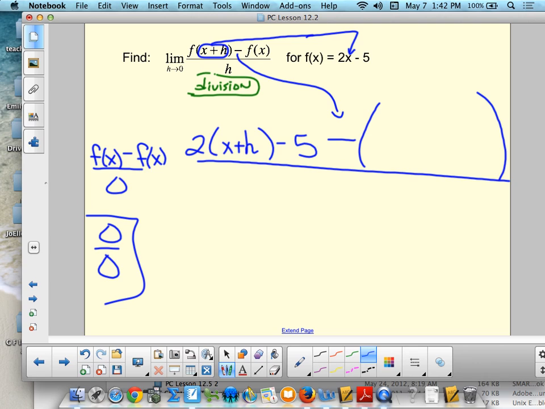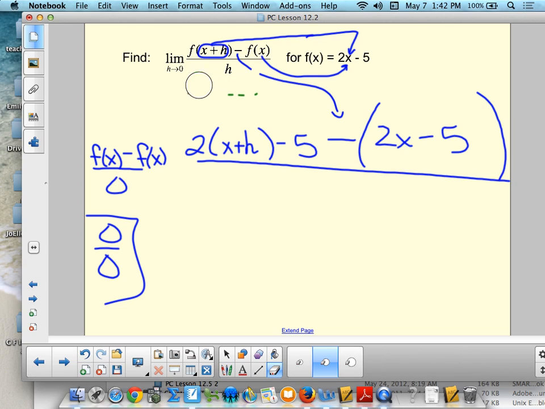What am I going to subtract? F of x, which basically means you take this x and substitute it in for that x, and does that change that expression? Not at all. So really, when they say minus your function, just copy your function down. There. Did I lose you on that? Minus f of x. Oh, just subtract my function. Over what? Over h.